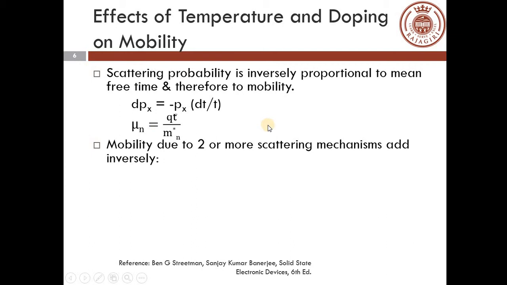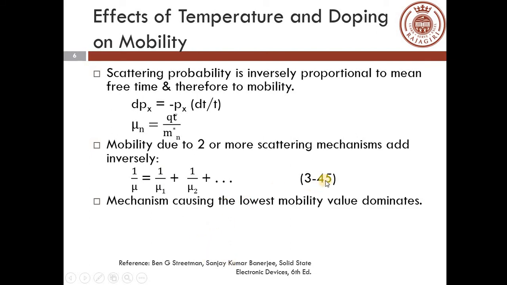Since scattering probability is inversely proportional to mean free time and therefore inversely proportional to mobility, if there are two or more scattering mechanisms that contribute to mobility, the mobility due to these mechanisms add inversely. Or we can write the total mobility as 1 by mu is equal to 1 by mu1 plus 1 by mu2. From this equation, it can be easily understood that the mechanism which causes the lowest mobility value dominates the mobility.